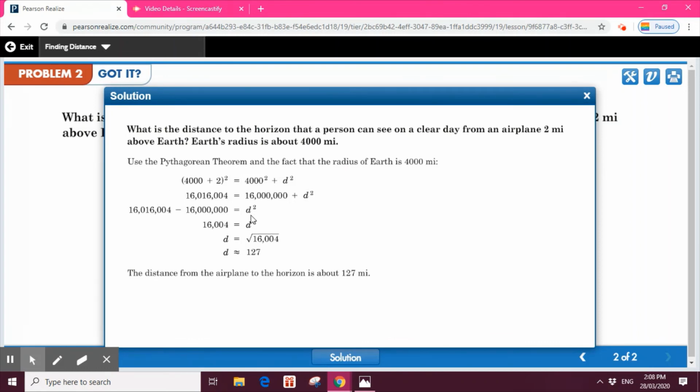To get the variable d squared, we will subtract these two numbers. So it will be d squared is equal to 16,004. To remove the exponent 2, we will put a radical sign on both sides. So d is equal to the square root of 16,004. What is the square root of 16,004? The answer is 127. So the distance from the airplane to the horizon is about 127 miles.